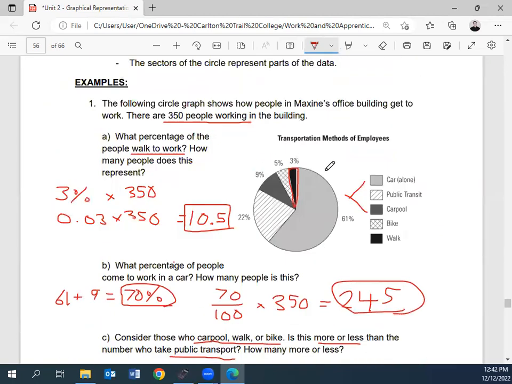If I told you, hey, I have 61% of your circle is dedicated to people who drive alone, and if you wanted to figure out how many degrees you would put this in, how could you figure out how many degrees exactly? How could you figure that out, you think? Well, it wouldn't be half, right? It's 61%. Half would be exactly. That's how you draw it on there.